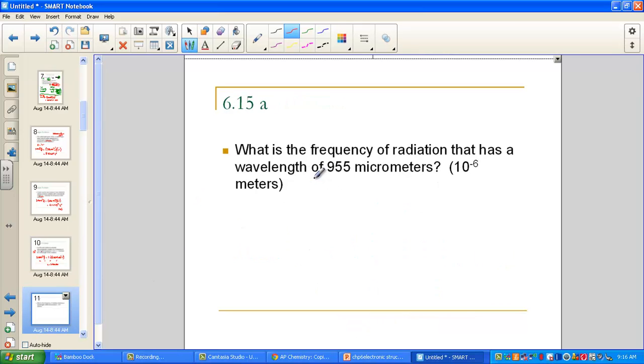What is the frequency of radiation that has a wavelength of 955 micrometers? I'm trying to put in as many little metric units as we possibly can. Micro actually has a Greek symbol too. It's called mu, M-U, kind of a squiggly U, whereas nu was a Greek symbol, a squiggly V. That was frequency. You're learning a lot about the Greek alphabet with our metric system. A micrometer is a Greek letter mu, and a micrometer is 10 to the -6th power.